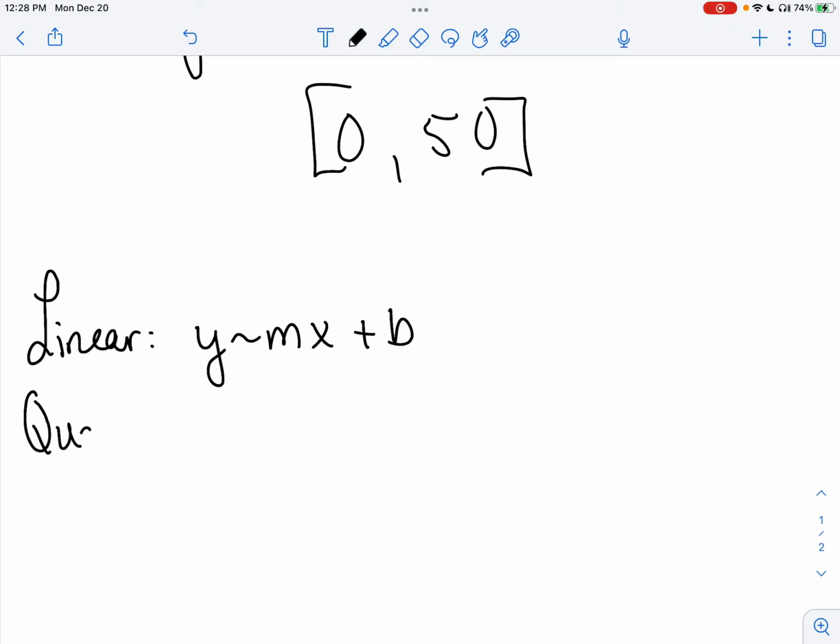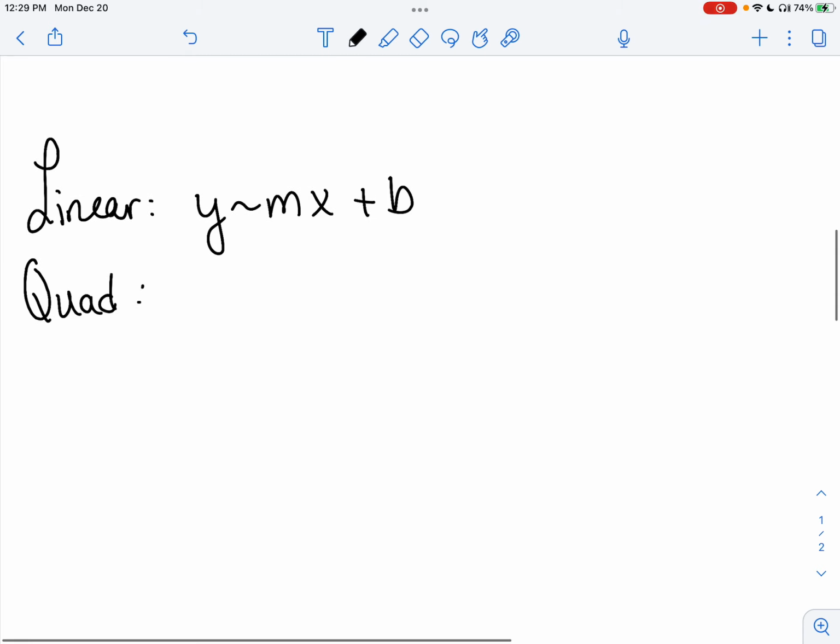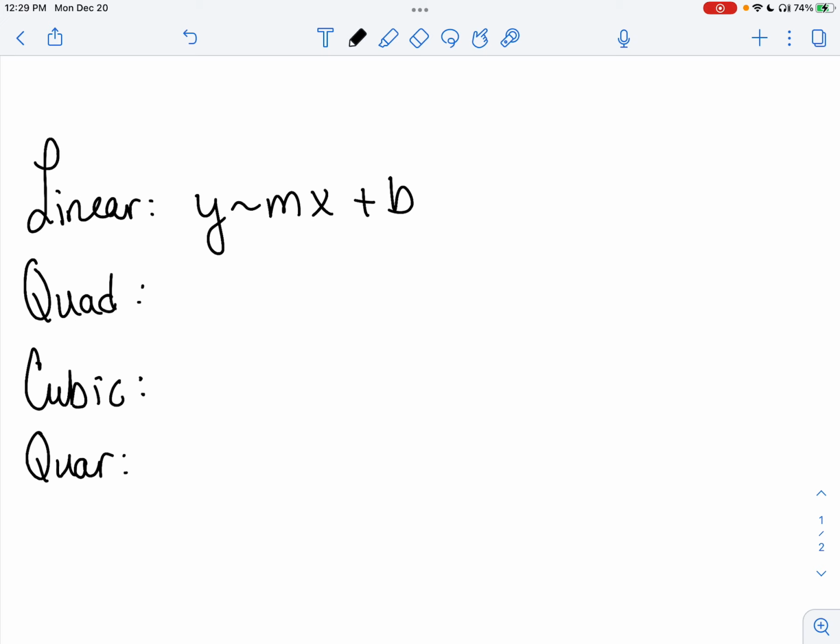Quadratic model. Remember, you can do this all on your handheld calculator by going to Stat, and after you type in your list, you can go to Stat and then Calculate. I'm going to find the cubic, and I'll also find the quartic. I have enough points that I can do all of those, so I'm going to.